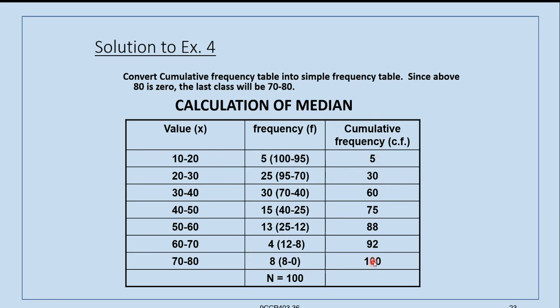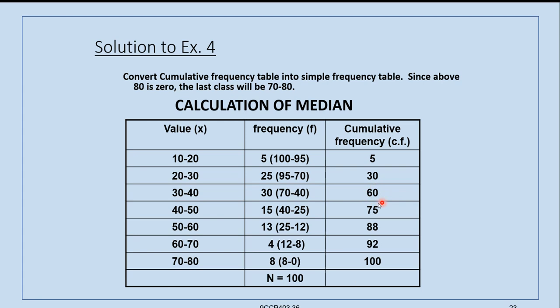And again, you have to take the cumulative frequency just opposite to what you have in the problem: 5, 30, 50, 60, 75, 88, 92, 100. So n is equal to 100. n by 2 is 100 by 2, that is 50. So n by 2, the median value, is 50.